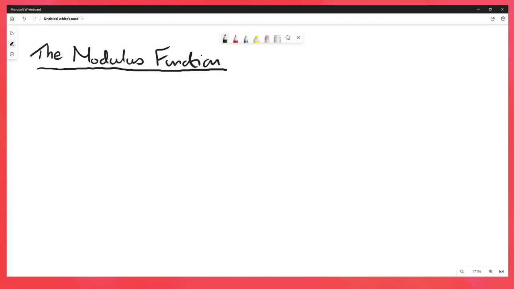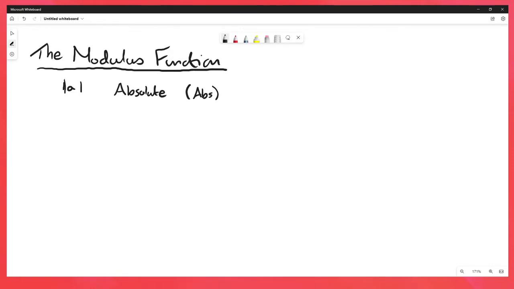So what is the modulus function? Well, first off, let's have a look at some notation. The notation is effectively a number with two lines on it. Sometimes it's known as the absolute value. And on your calculators, you have a button for abs, which will do this for you.